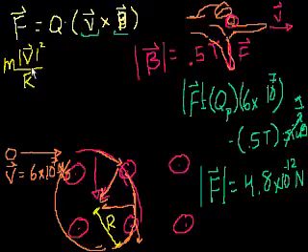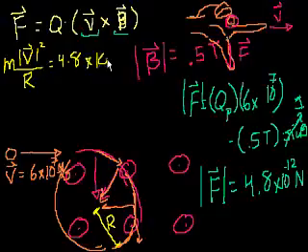And what do we know about the centripetal force? What is causing the centripetal force? Well, it's the magnetic field. And we figured that out, right? This is going to be equal to this, which we figured out, at least the magnitudes. The magnitude of this is equal to the magnitude of this, and that magnitude is 4.8 times 10 to the minus 12th newtons.